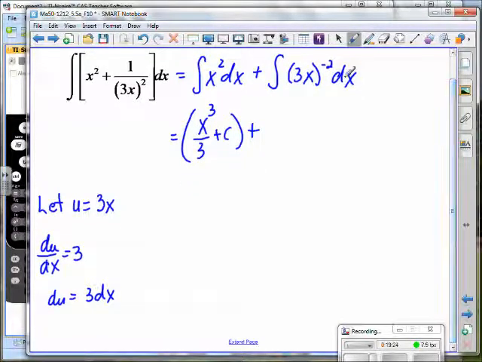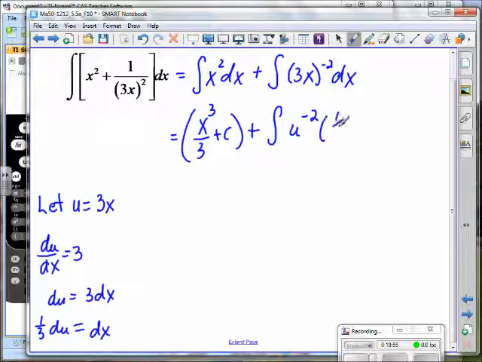but what? Yeah, I don't have a 3 dx over here. I just have dx. So if I divide both sides by 3, then I would have, in place of dx, I can put 1/3 du. And in place of 3x to the negative 2, I now have u to the negative 2 times 1/3 du.